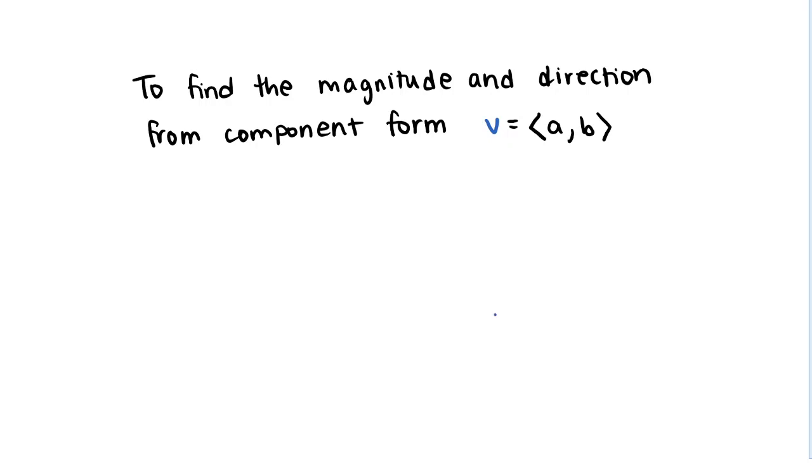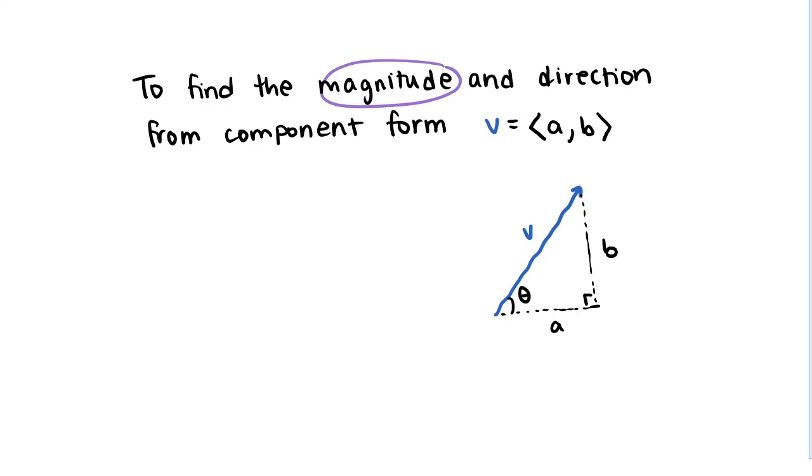Well, maybe let me sketch out this information. So here's our vector v, and here's the horizontal component, and here's the vertical component that we're assuming that we already know. Let's say we started with the component form of the vector, we know a and b, and we want the magnitude and the angle. Well, we've already talked about how to find the magnitude of this vector.